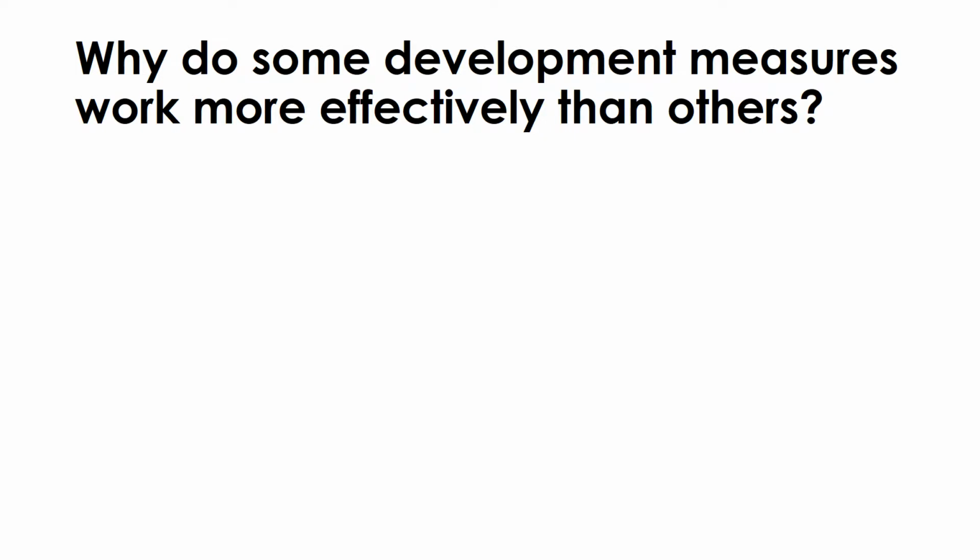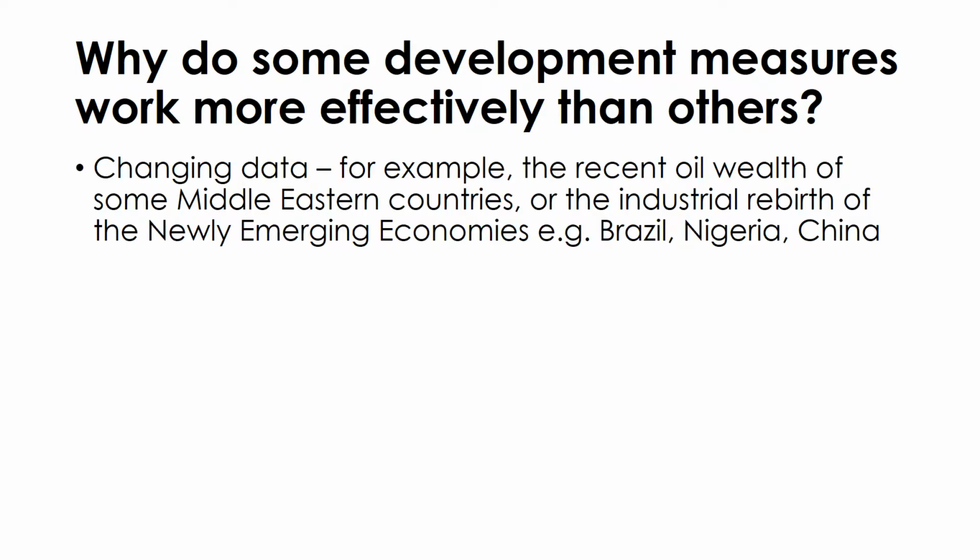So, why do some development measures work more effectively than others? 1. Changing data. Since development began, there have been changes in the way that countries operate, in their wealth and those sorts of factors. For example, the recent oil wealth of some Middle Eastern countries, or the industrial rebirth of the newly emerging economies, for example, Brazil, Nigeria, China.